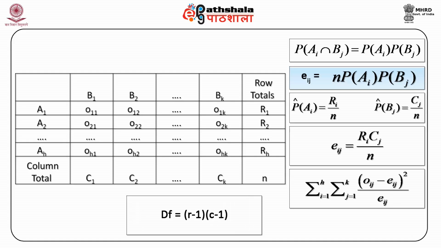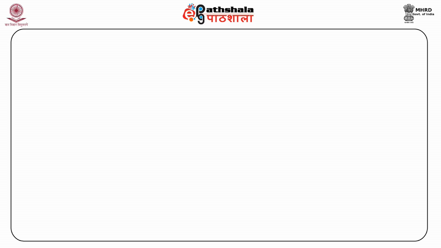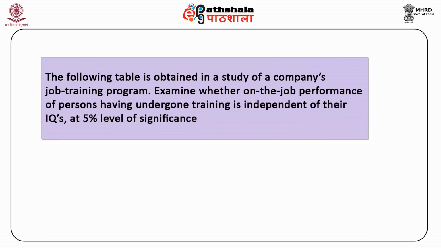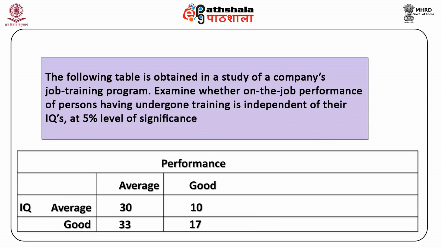The degrees of freedom associated with the contingency table is r minus 1 times c minus 1, where r is the number of rows and c is the number of columns, since there are only r minus 1 independent rows and c minus 1 independent columns. Explaining it through an example, the following table is obtained in a study of a company's job training program. Examine whether on-the-job performance of persons having undergone training is independent of their IQs at the 5% level of significance.